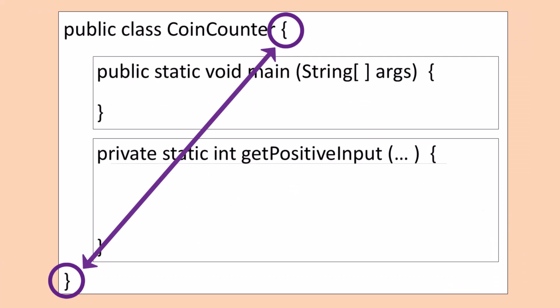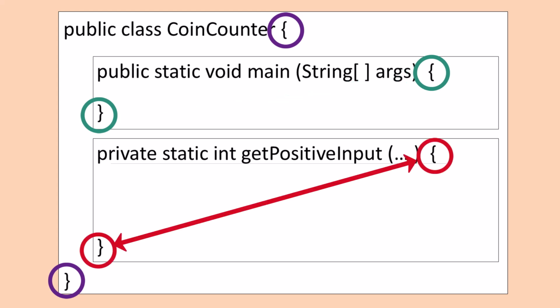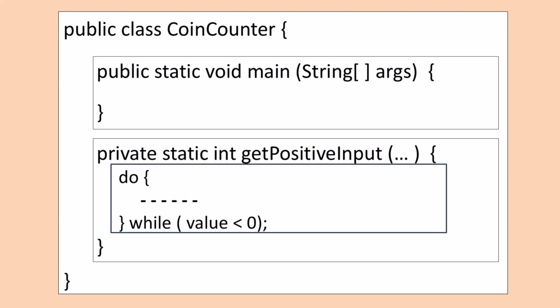Blocks of code or data are defined by pairs of curly braces. Each open curly brace must have a mating closed curly brace. You can even have another block of code nested inside another block of code. For example, the main and getPositiveInput methods are both inside the curly braces for class CoinCounter, because they belong as part of public class CoinCounter. There is a do-while loop with its curly braces inside getPositiveInput. When looking at the code for the getPositiveInput method, we will also see a while loop and an if statement, each with their curly braces for blocks of code that are inside the do-while loop.